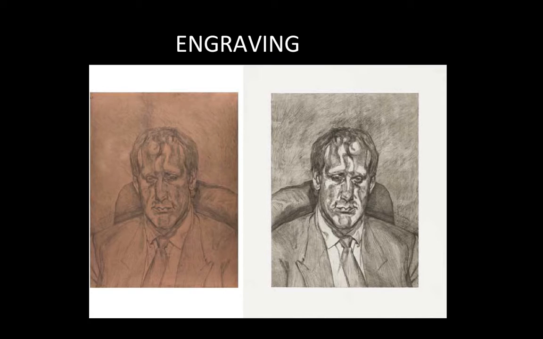And then there's engraving, which is carving directly onto metal, usually copper, because copper is durable, but it's also soft to carve. So on the left you have an image that was carved into copper, ink was pressed down into the carved lines, and then it was printed onto a sheet of paper.